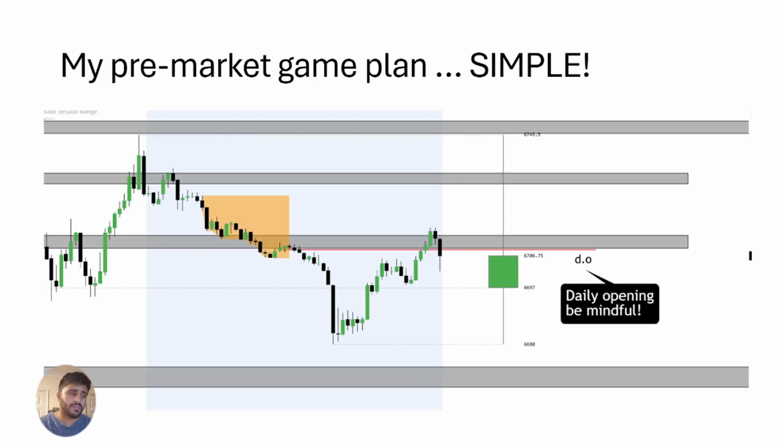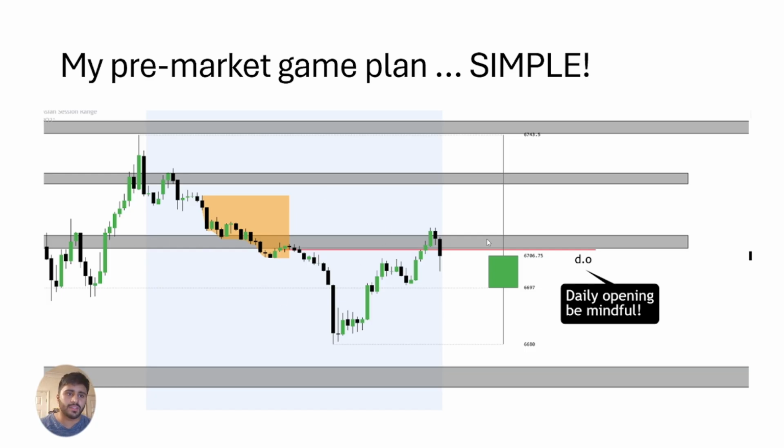So this is from Wednesday, the 1st of October. And I'm going to be breaking down my pre-market game plan. This was ES futures on the 15-minute time frame. So notice how I use 15-minute fair value gaps to form my pre-market game plan. There's a few things I look for.